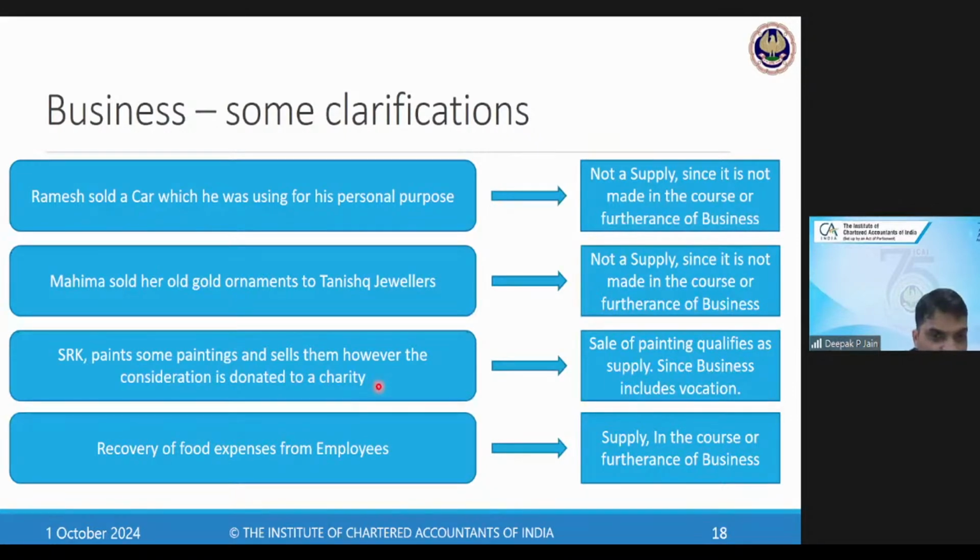Then the fourth aspect is recovery of food expenses from employees. So you provide canteen facilities, but you say employees, you have to pay me 50 rupees. Balance I will pay, but you have to pay me 50 rupees. So whether this recovery of rupees 50 from the employees is taxable? Yes, it is supply in the course or furtherance of business.